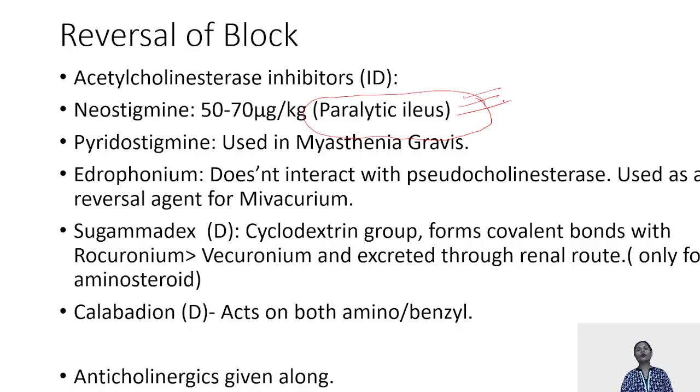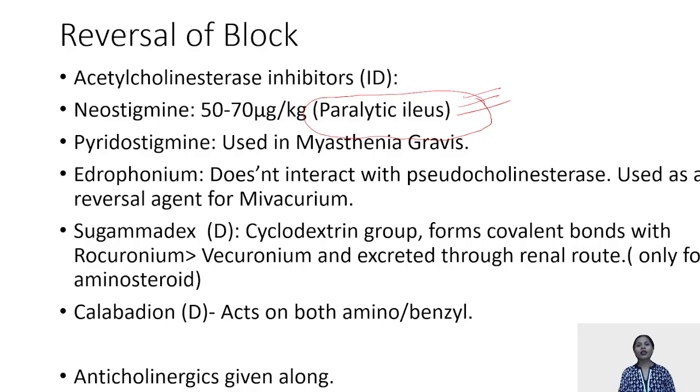One of the conditions where neostigmine is also used is paralytic ileus. Talking about pyridostigmine, it is not used much, but yes, it is used in cases of myasthenia gravis for treatment.